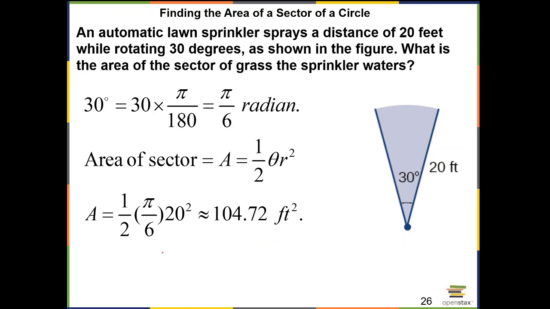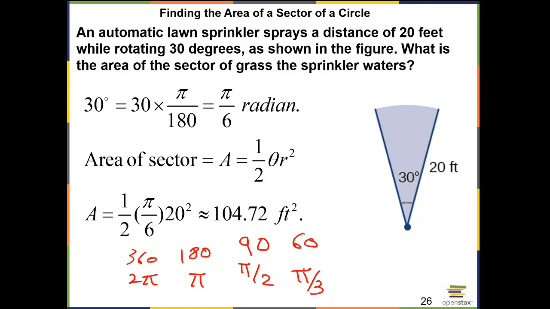So now you have to know the radian measure of famous angles. 360, of course, is 2 pi. 180 is pi. 90 is pi over 2. 60 is pi over 3. Just think of pi as 180. And 45 is pi over 4, which is 180 divided by 4. 30 is pi over 6, which is 180 divided by 6, right? So you should know these without really trying to convert.